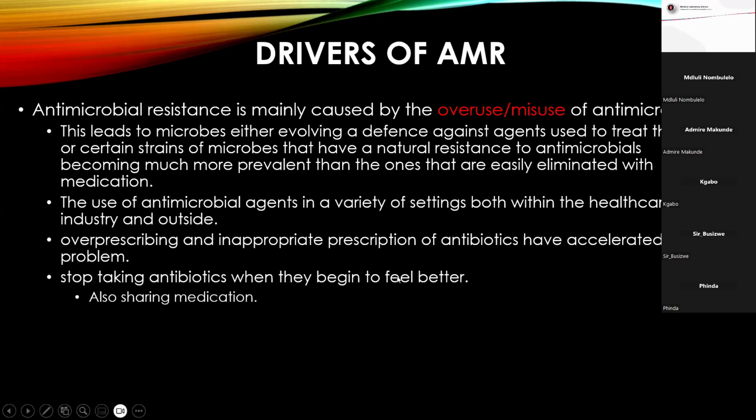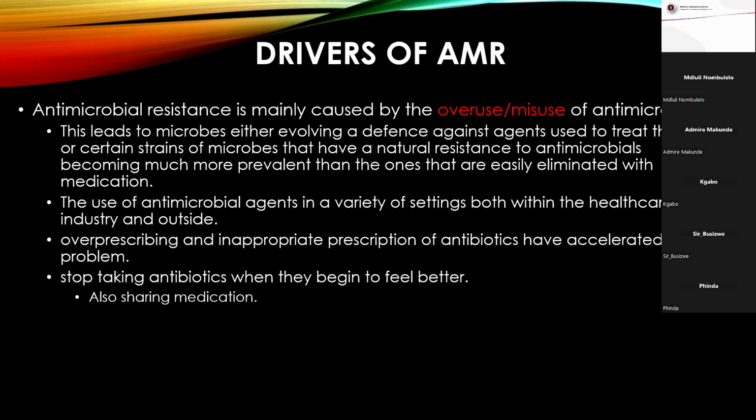So overuse within the health industry or other industries like farming. It can also be industrial, where they are producing either detergents or any antimicrobial substances. It's a big driver of AMR. Then over-prescription and inappropriate prescription. By over-prescription I mean giving one or more than one antibiotic to treat an organism.